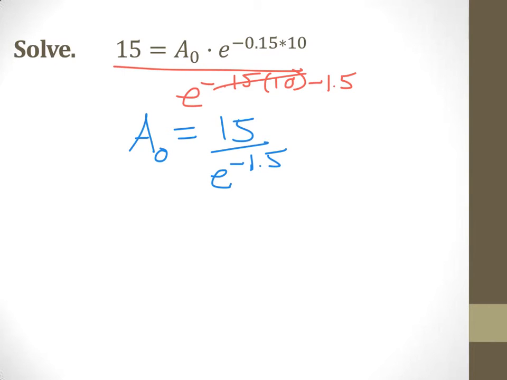And you can use your calculator. We get approximately 67.225, and they will tell you whether it is grams or whatever the unit is. Sorry. So that's the A naught.